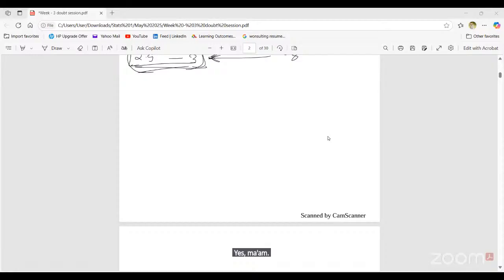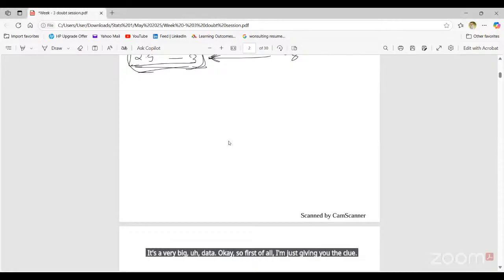Okay, so question number 5 or 6, activity 3.3. Okay, 5 and 6. Just a second. The stem and leaf for 50 years. What is the median of the ages? It's a very big data. So first of all, I'm just giving you the clue because it's a very big data. Is it fine, right? Yes, ma'am.